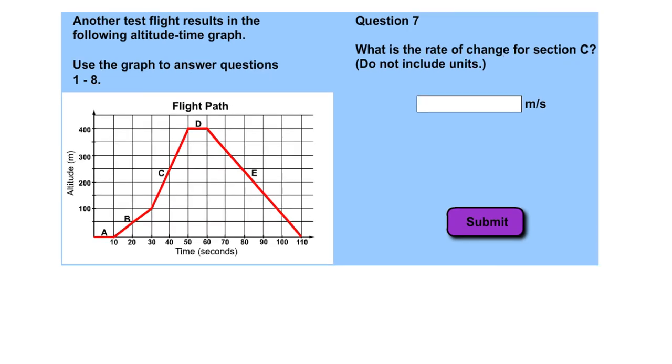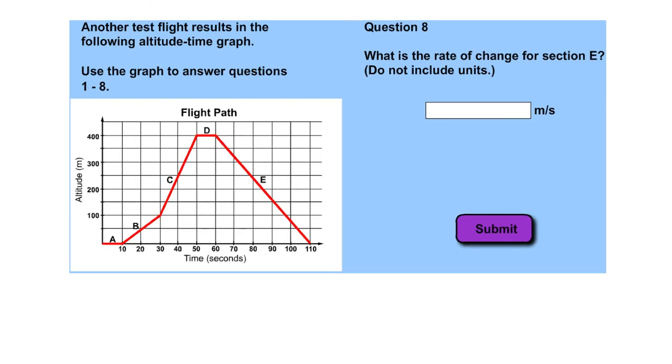What is the rate of change for section C? So here we're at section C. I'll let you pause the video and try to figure that one out. Well, it goes up 300 meters in 20 seconds. So 300 divided by 20 is 15. It's 15 meters per second.